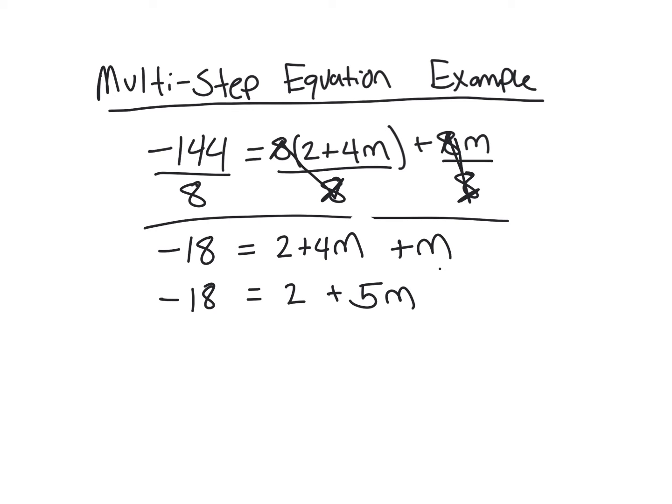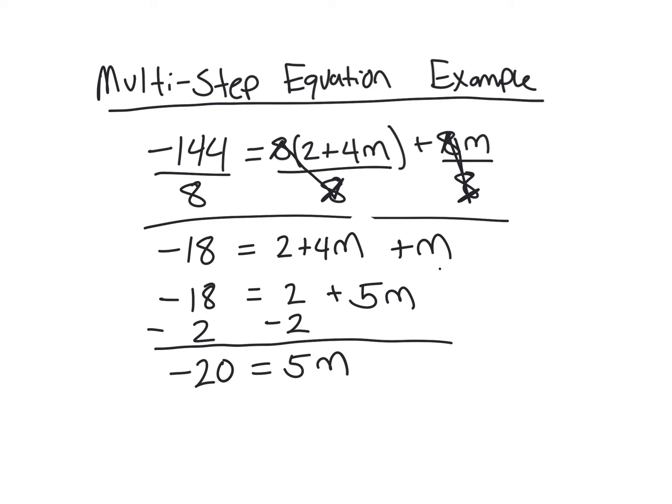And now I have just a two-step equation. So I'm going to subtract this 2 from both sides of my equation. Had I tried to divide by 5 everywhere, I would have ended up with fractions or decimals. And so I'm going to do this subtraction first in hopes of avoiding some fractions and decimals. So negative 18 minus 2 is negative 20 equals 5m. So I'm going to divide both sides by 5, and I get negative 4 equals m.